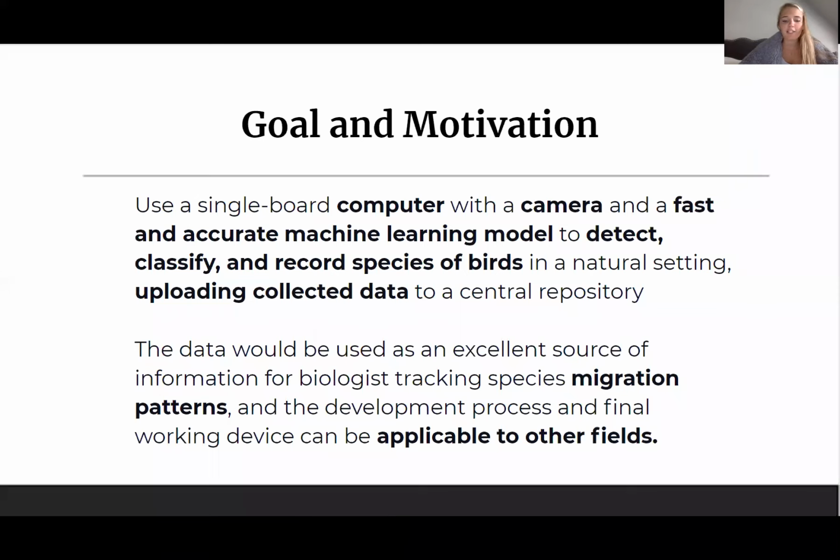The goal of this project is to end up with a working device that will use a low-powered single-board computer with a camera to detect, classify, and record species of birds in a natural setting, utilizing a fast and accurate machine learning model, all the while uploading the collected data to a central repository. Motivation being that this data could be used as an excellent source of information for biologists tracking species migration patterns, and additionally, the development process and final working device can be applicable to other fields.